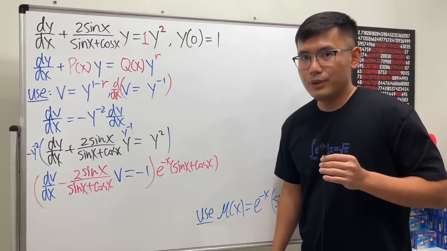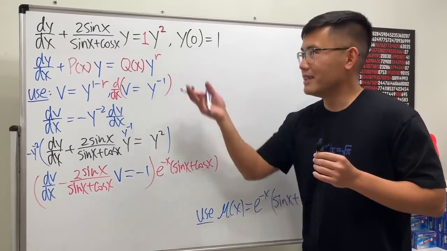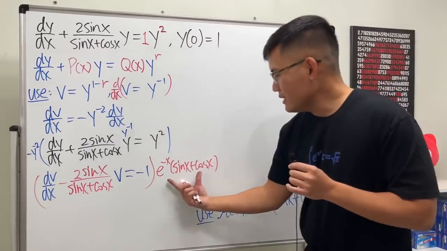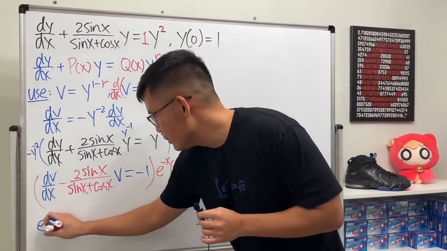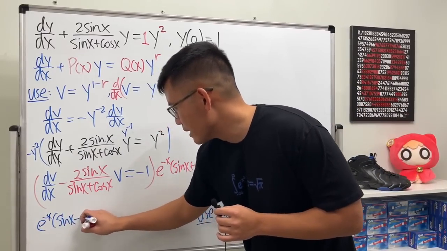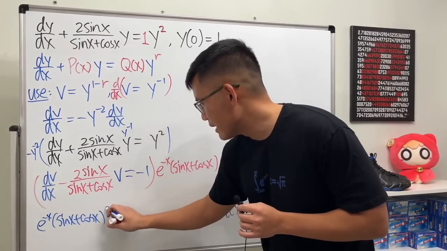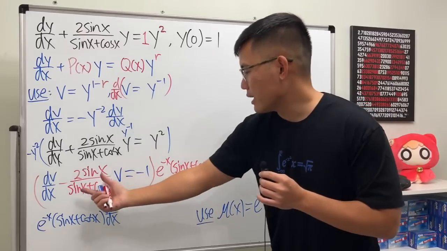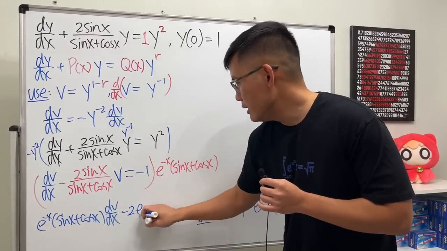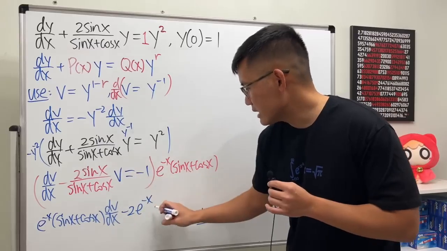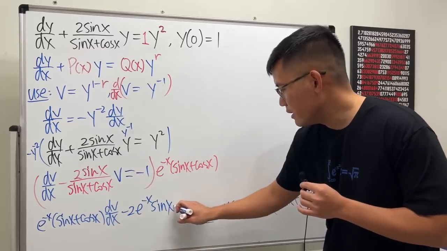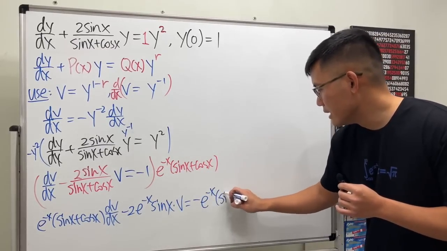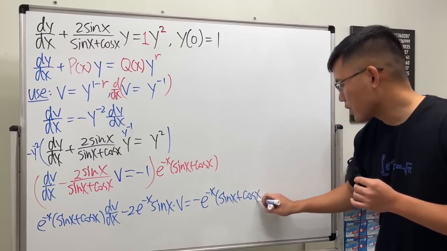Before we continue, you should still believe that the answer to the differential equation is 1 plus tangent x. But anyway, first take this, multiply by that, we still have that e to the negative x times sin x plus cosine x, and then we have that dv dx. Very good. This times that, this and that will cancel, and we have a minus 2 e to the negative x, and then that sin x factor, and then times v. And lastly, we have negative 1 times this, e to the negative x times sin x plus cosine x.